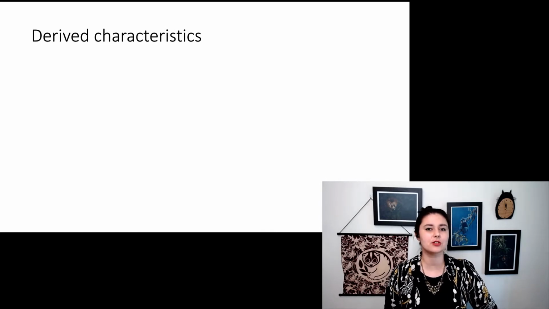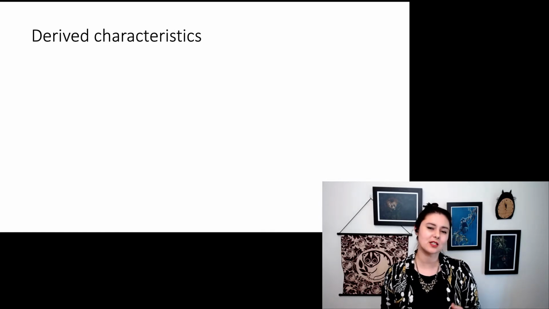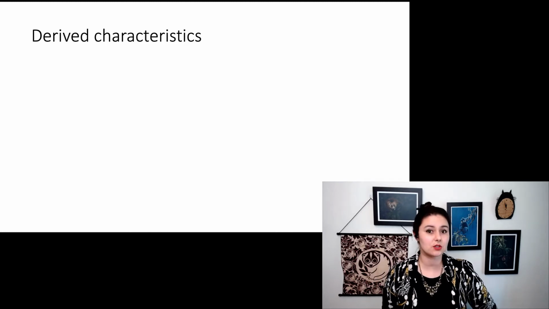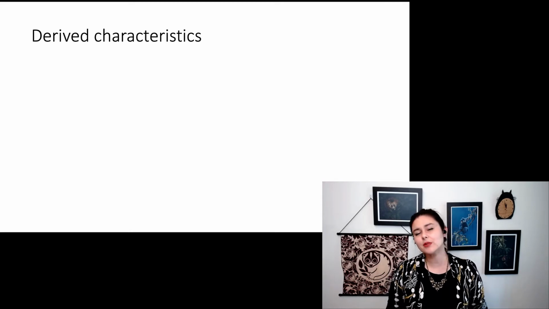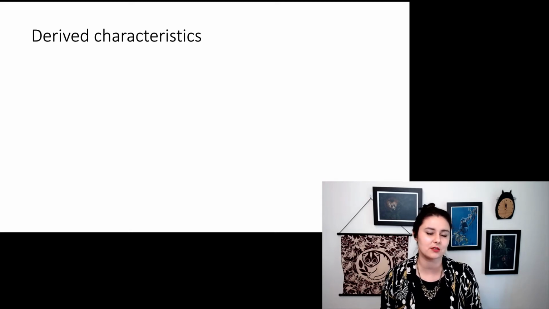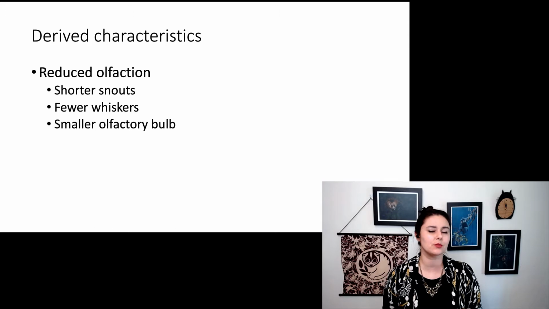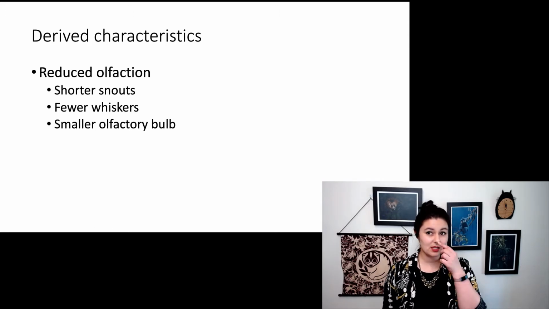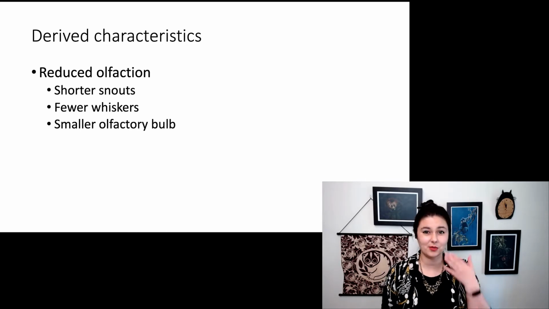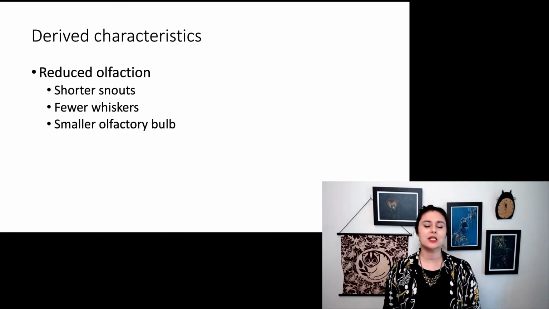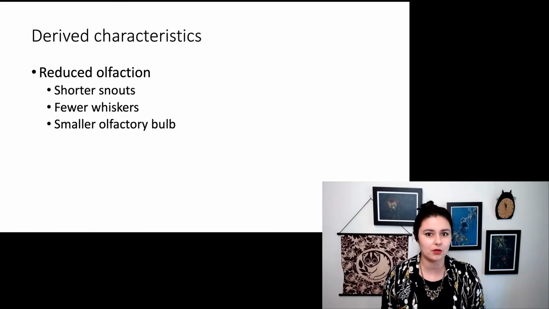Now we're talking about traits that are new to primates, and here's what really makes us stand out. When someone asks you to describe what a primate is, they are probably more interested in these derived characteristics than any of the primitive characteristics we just discussed. First, we have reduced olfaction. We're just not relying as much on our nose anymore. You can see this because we don't really have snouts at all. We don't have whiskers. Most primates don't. And the olfactory bulb in our brain is also smaller.